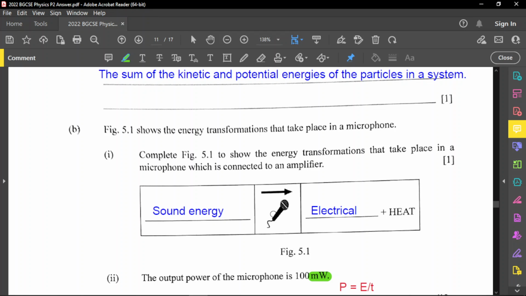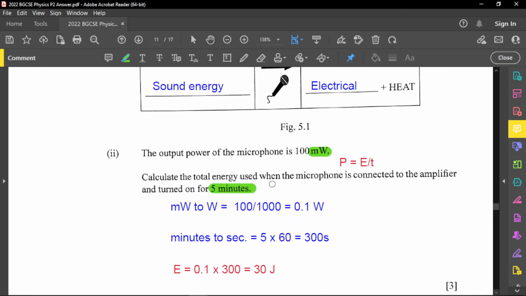And so what is going into the microphone is sound energy, and sound energy is produced by vibration. What you get out is electrical energy that will go into the amplifier, and you also get some form of heat.